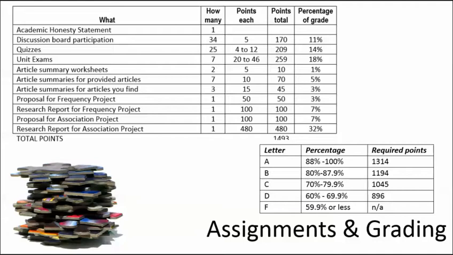You'll complete a number of article summary worksheets, initially with a lot of input from me, and then eventually on your own. Those summaries will be an important part of the proposals and reports you'll complete for the projects. Note that the research report for the association project is worth a substantial part of the grade. I've intentionally designed the structure so it will be difficult to earn an A in the class if you don't earn an A on that paper. Each of the proposals and the frequency report will be valuable opportunities to get feedback and ensure you can earn that A.